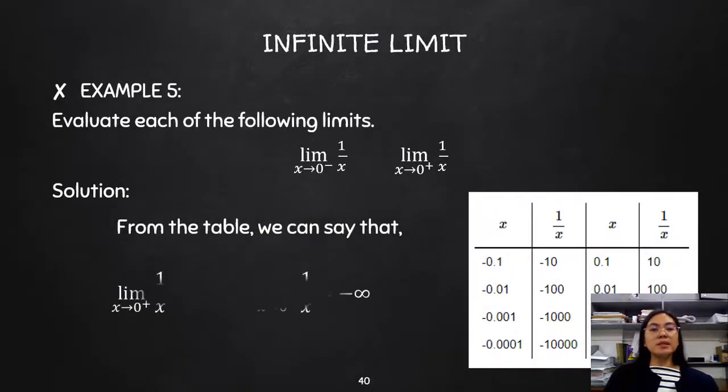So, from the table, we can say that the limit of 1 over x as x approaches 0 positive is equal to infinity, and the limit of 1 over x as x approaches 0 negative is negative infinity.